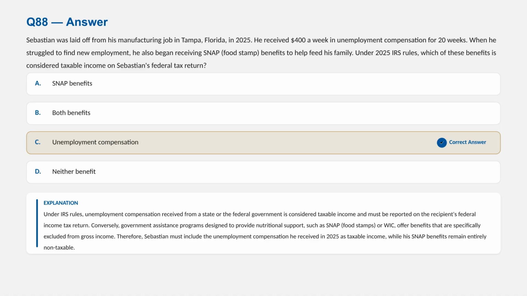Conversely, government assistance programs designed to provide nutritional support, such as SNAP, food stamps, or WIC, offer benefits that are specifically excluded from gross income. Therefore, Sebastian must include the unemployment compensation he received in 2025 as taxable income, while his SNAP benefits remain entirely non-taxable. Great, now let's move to our next question.